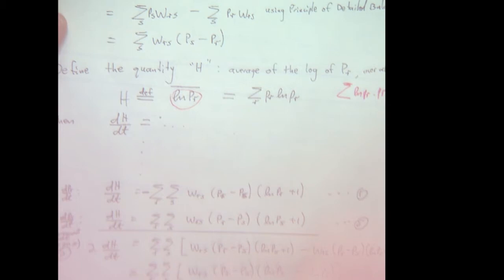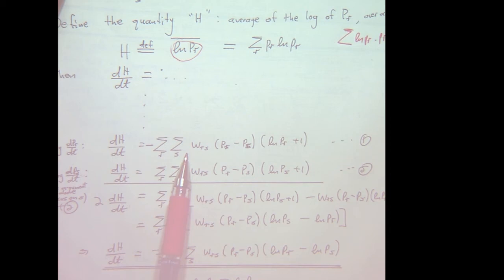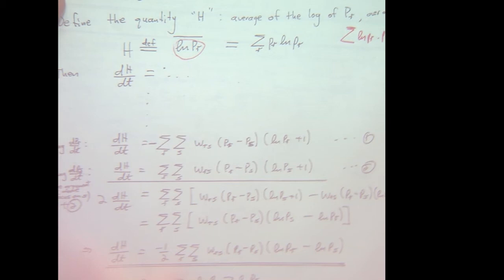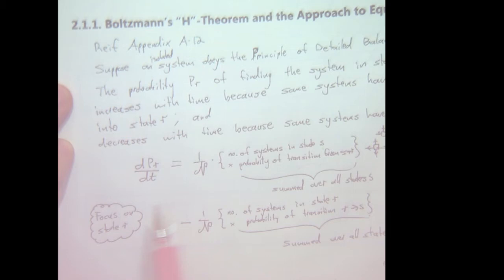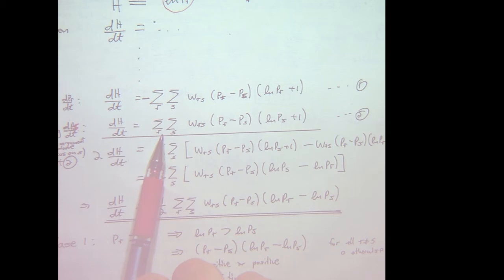Okay. Right. Actually, what I'll do is let you work out dH by dt, but then you just put in dPr by dt. So then you've got the sum over R, sum over S, minus WRS (PR minus PS) times this. Now you do exactly the same thing but focus on state S. All of this focus was on state R. You repeat this with focus on state S. If you focus on state S, then you sum over all R, sum over S, times this.